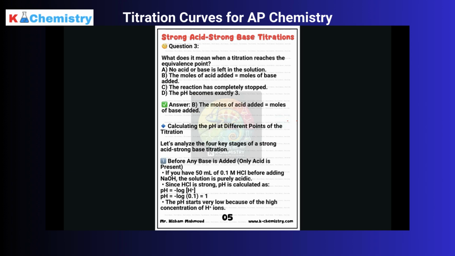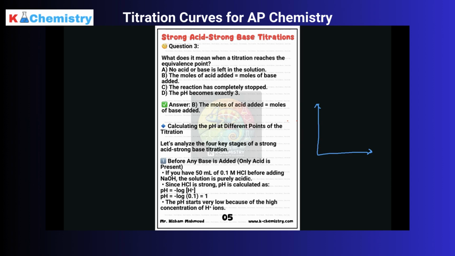What does it mean when titration reaches the equivalence point? We said the answer is the moles of acid equal the moles of base added. Now, calculating pH at different points of the titration. You remember we have 4 different points we can find the pH at. The first one: before any base is added, only acid is present.